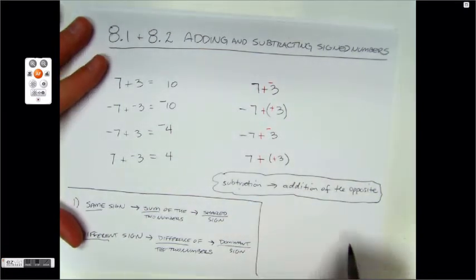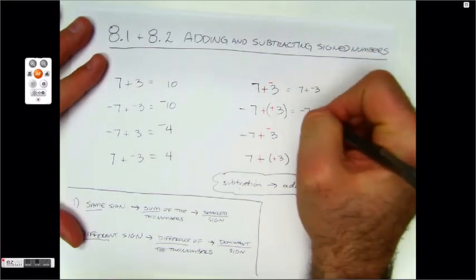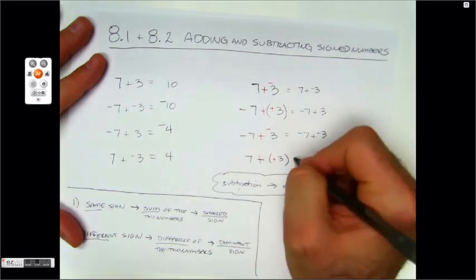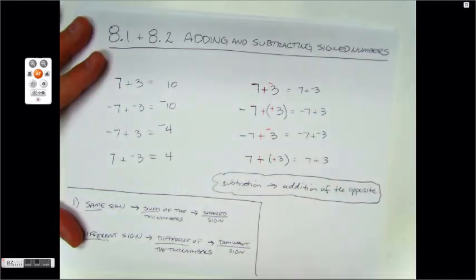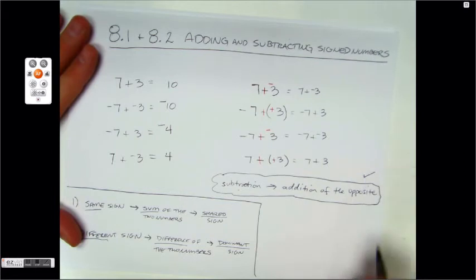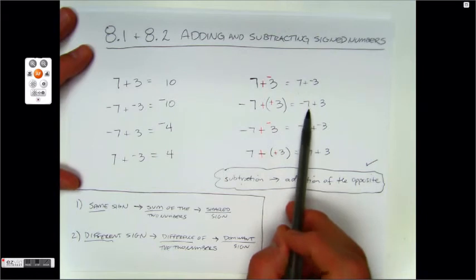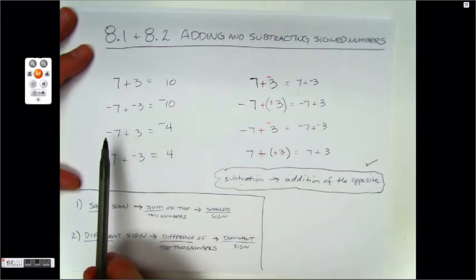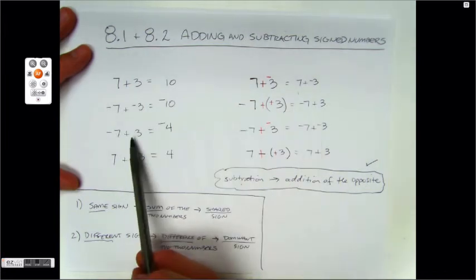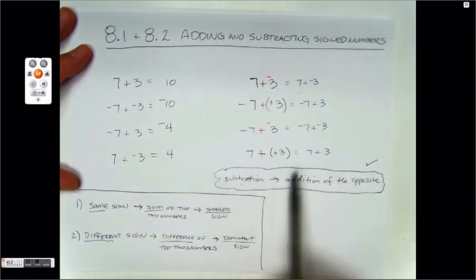Okay? Now once we do that, let me clean this up a little bit. What we have here is 7 plus negative 3. We have negative 7 plus positive 3. We have negative 7 plus negative 3. And we have 7 plus 3. Now notice, if you do this one step here, you change subtraction to addition of the opposite, notice what you have left. You have something we've already worked with. Look, they're the same as the ones over here. We have a 7 plus a negative 3. We have a negative 7 plus a 3. We have a negative 7 plus a negative 3. And a 7 plus a 3. So the same rules apply.